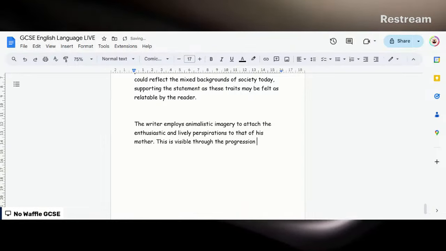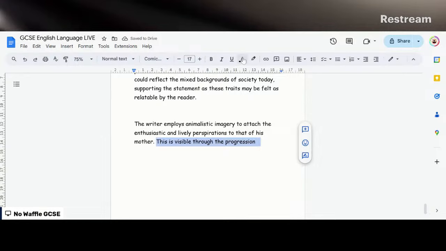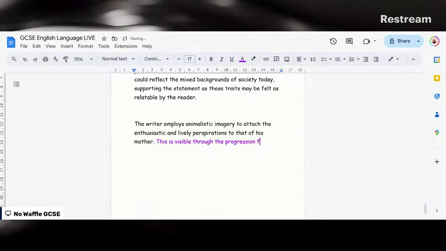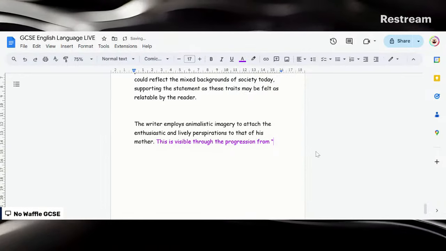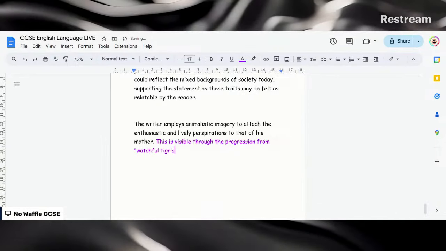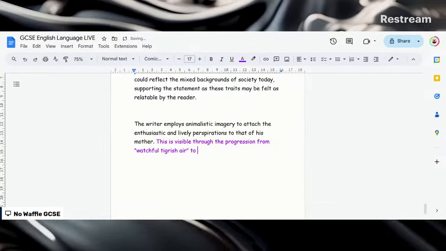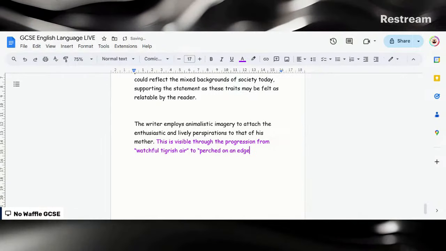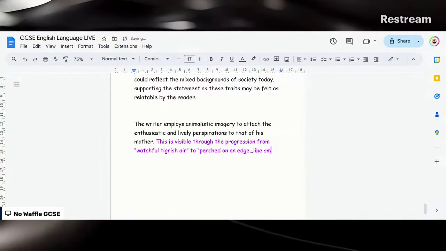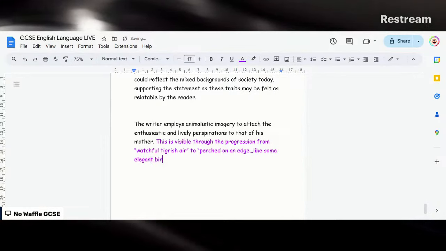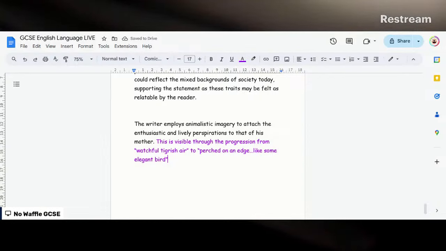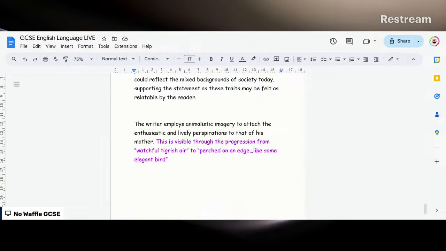the progression. You know, I'm going to start writing in different colors. Maybe it'll be more fun. This is visible through the progression from watchful, tigerish air to perched on an edge, like some elegant bird. Okay, so that's our quote there.